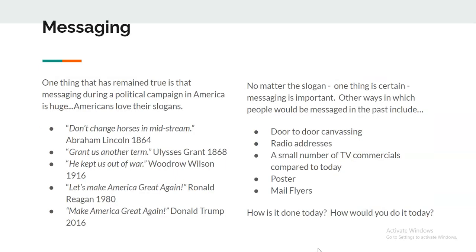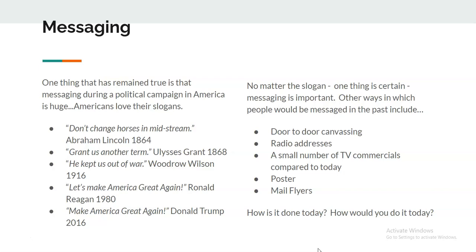Messaging. One thing that has remained true is that messaging during political campaign in America is huge. Americans love their slogans. Don't change horses in midstream, from Abraham Lincoln in 1864. Grant us another term, from Grant in 1868. He kept us out of war, from Wilson. Let's make America great again, by Ronald Reagan. Make America great again, from Donald Trump. No matter the slogan, one thing is certain.